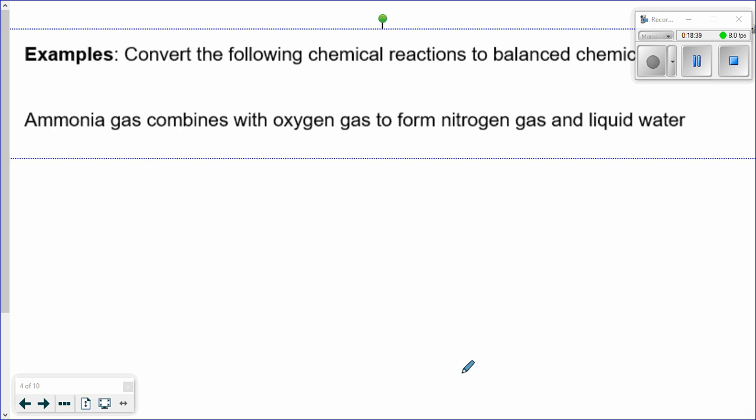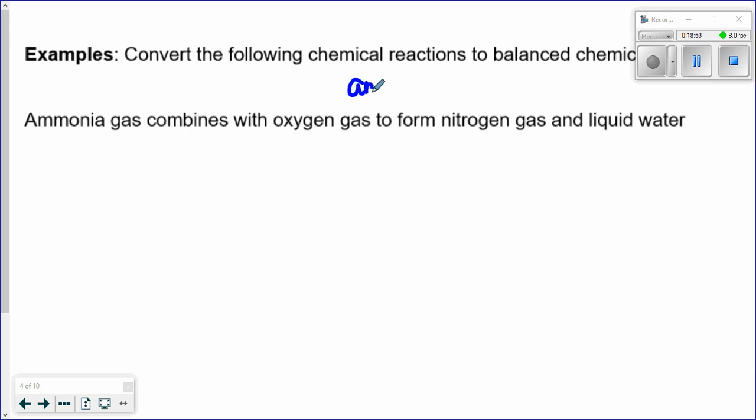There are some questions on the next page that are pretty important to see. It says convert the following chemical equations to balanced chemical equations, and it should also say determine the type of reaction. So, ammonia gas combines with oxygen gas to form nitrogen gas and liquid water.